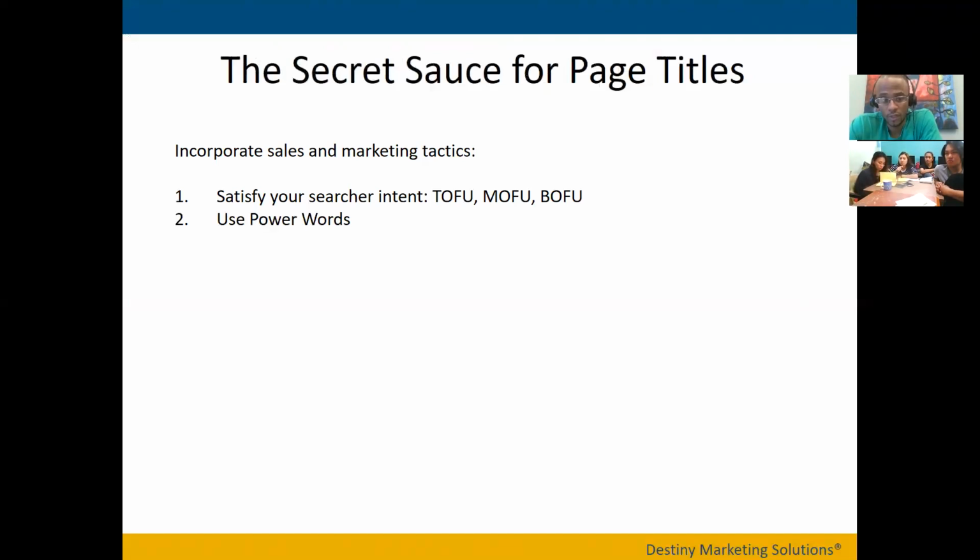So number 2, use power words. So Jonah, any idea what I might mean by power word? Catchy word. Something like catchy word. I couldn't quite hear you. Dia, can you help me out? Something like a catchy word. Perfect. That's a really good point.